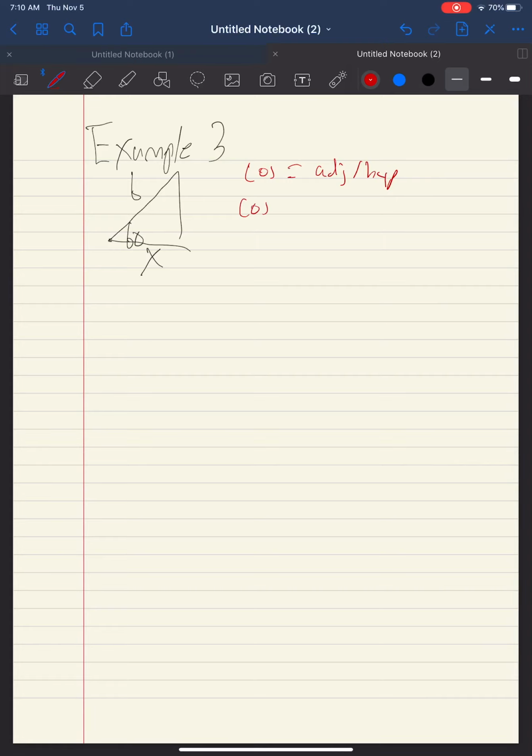So we could do cosine of 60 equals x over 6. And then we try to solve for x. So we multiply each side by 6, and we get 6 cosine of 60 equals x. And then we know the cosine of 60, if you remember from your unit circle, is 1/2. So 6 times 1/2 equals x, so x equals 3.